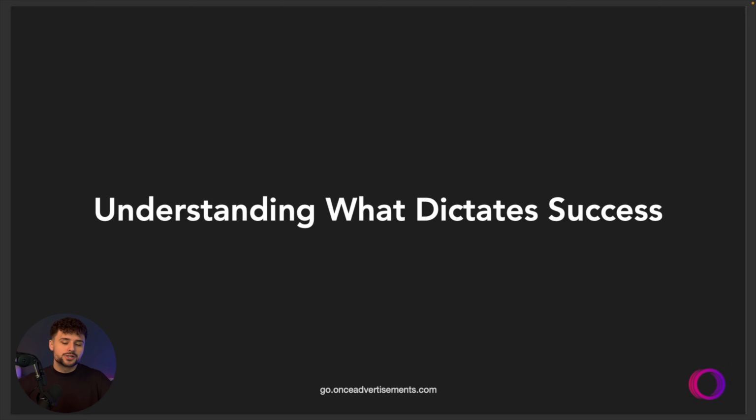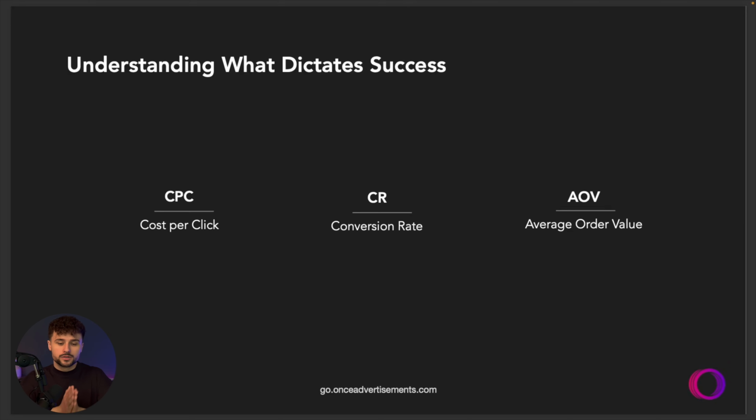Now, the next step is actually understanding what dictates your success, because no matter what business you're in, most of the time your most important metric that dictates your success is going to be the return on ad spend, which we call ROAS. So you always have to keep an eye on that. You should always pay attention to what influences your return on ad spend to go up and go down. For this, you have to understand the 3 metrics that impact your return on ad spend: cost per click, conversion rate, and average order value.